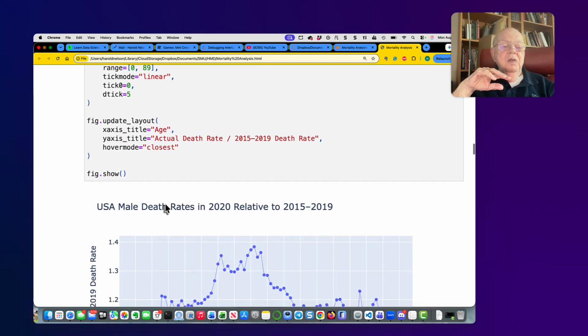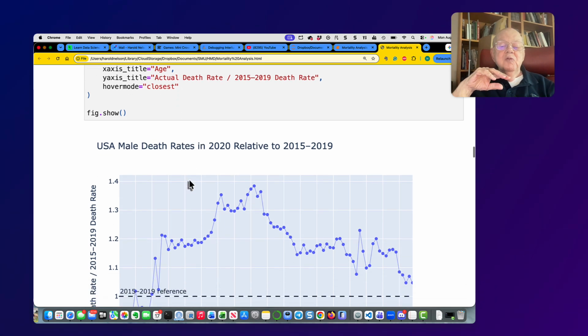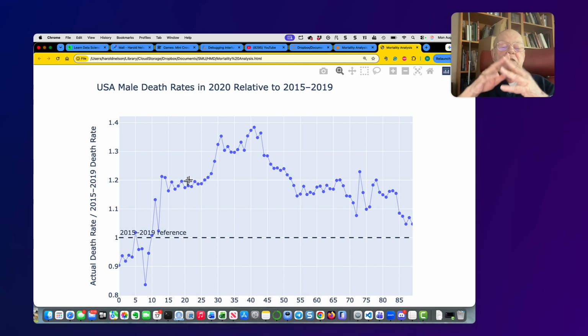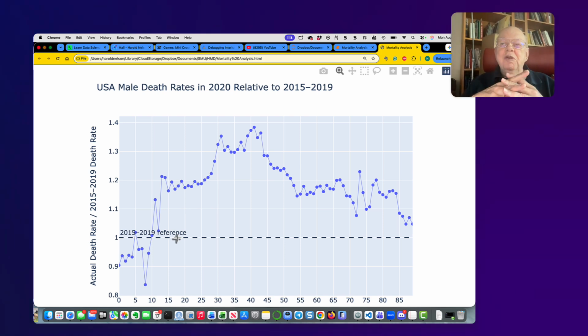I ran this code in my Jupyter notebook, and this is what I got. And I think it's a really very interesting picture. USA male death rates in 2020 relative to 2015-2019. And here you see the dividing line at 1.0. So if nothing had happened to the mortality rate, you would have expected things to be right about here.